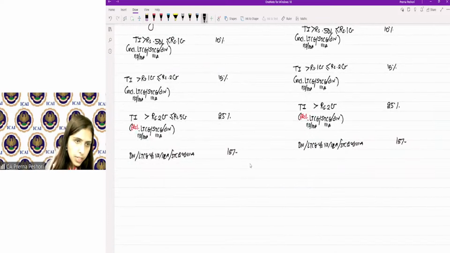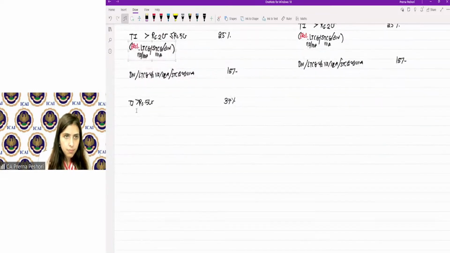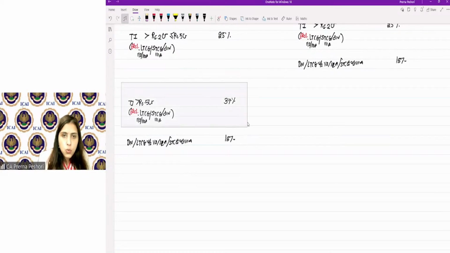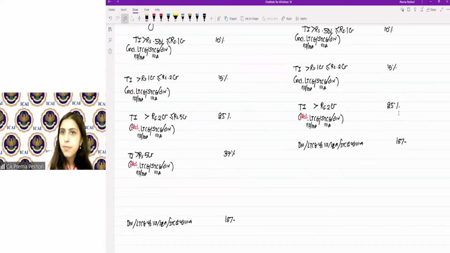Then, if the total income, excluding the short-term capital gain, long-term capital gain and the dividend, is greater than rupees 5 crore, then the surcharge is 37%. So here, if you observe, in the new scheme the surcharge is 25%, but here you also have a 37% surcharge. That is the difference between the rates of surcharge.